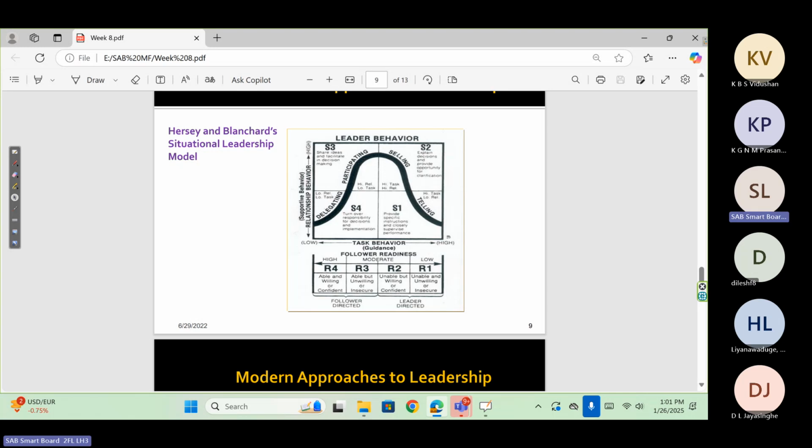Any other questions? Now, this may have a lot of complexities. Therefore, when we consider the first half with R1, R2, and S1, S2, that area can be considered as the leader-directed area, or boss-centered leadership style, or manager-centered leadership style. This half, leader-directed area, manager-centered leadership or boss-centered leadership.